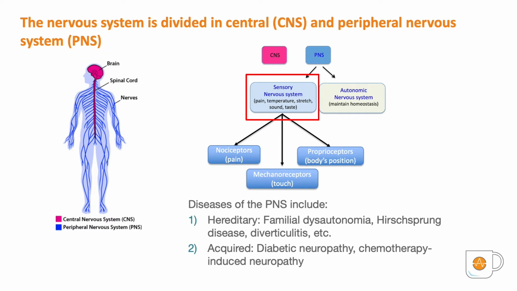Diseases of the peripheral nervous system can be hereditary, such as familial dysautonomia or familial diverticulitis, and others. They can also be acquired through diabetic neuropathies or neuropathy induced by anti-cancer drugs.